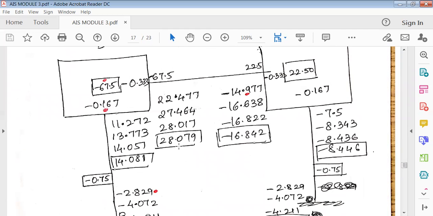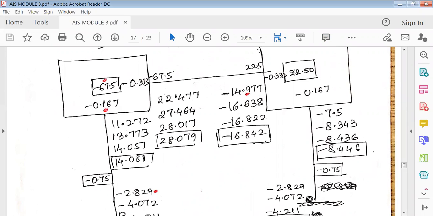Next, come to the second iteration now. The second iteration is again this, come to this point. So it is now minus 67.5, minus 16, minus 67.5. Then we have already found out this, minus 14.977. All right. Okay, so minus 67.5 minus 14.977 into minus 0.167, write this answer, 13.77. Similarly, minus 67.5 minus 14.977 into minus 0.333. The answer, you write it here.